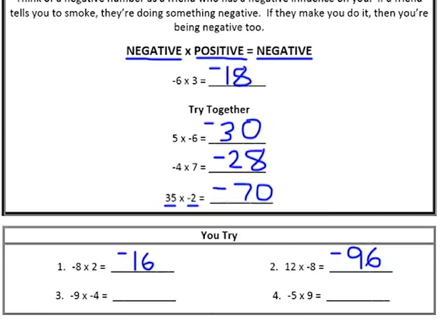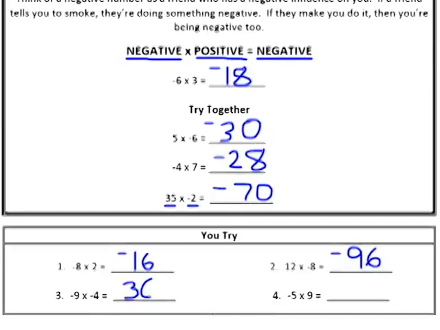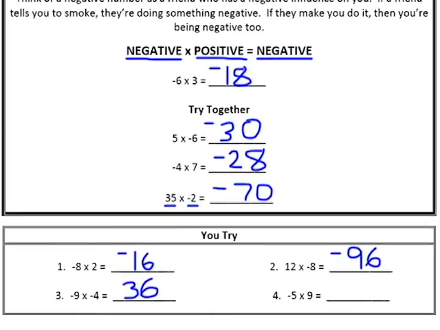Negative 9 times negative 4. Well, this one's in here to kind of see if you're paying attention. Negative times negative. Enemy of my enemy is my friend. 9 times 4 is 36. I know it's positive because they are the same sign. Same sign positive, opposite sign negative. Negative 5 times positive 9. They're opposite signs, so I get negative 45.